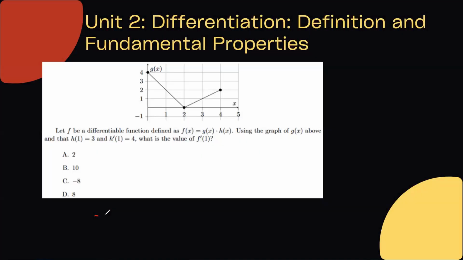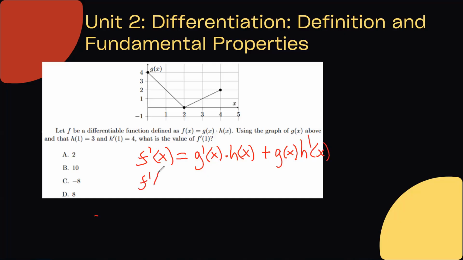Let f be a differentiable function defined as f equals g times h. Use the graph of g above, and that h of 1 equals 3, h prime of 1 equals 4. What's the value of f prime of 1? So for f prime, we would have to use the product rule. It's the derivative of the first function times the second, just using notation here, plus the first times the derivative of the second. And then we're going to plug in 1 for all of that. So g prime of 1 times h of 1 plus g of 1 times h prime of 1.